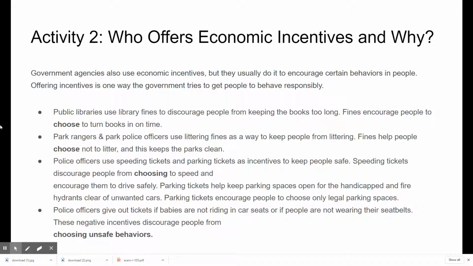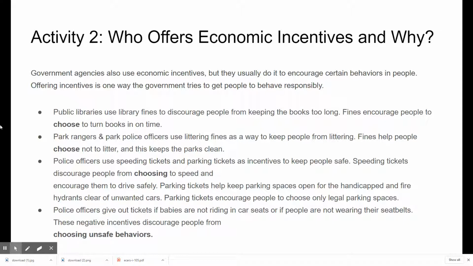Park rangers and park police officers use littering fines as a way to keep people from littering. Fines help people choose not to litter, and this keeps the parks clean. Police officers use speeding tickets and parking tickets as incentives to keep people safe. Speeding tickets discourage people from choosing to speed and encourage them to drive safely.